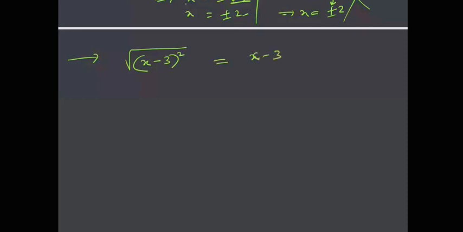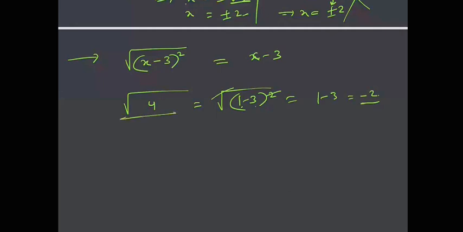Because say if you have 4, then I can write it as 1 minus 3 whole square, right? Because 4 is 2 square, and I can write it as 1 minus 3 whole square. Then if I cancel square and square root, I will get 1 minus 3, and the answer is minus 2. But we already know that root 4 is not equal to minus 2. So this method itself is wrong.